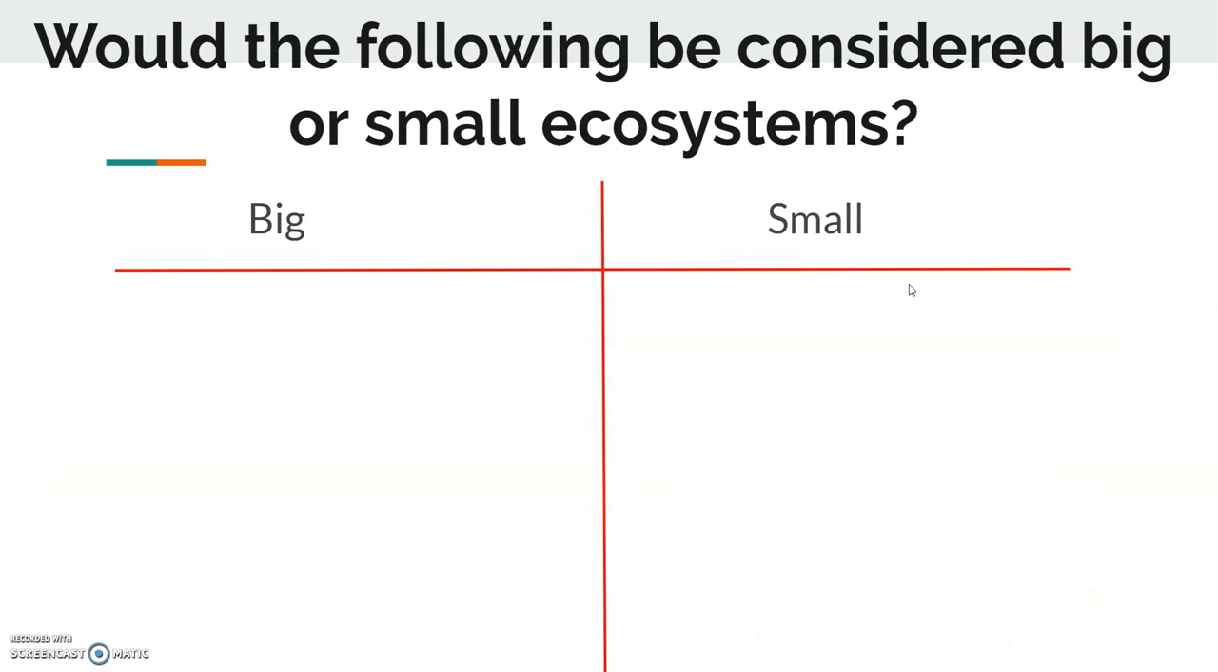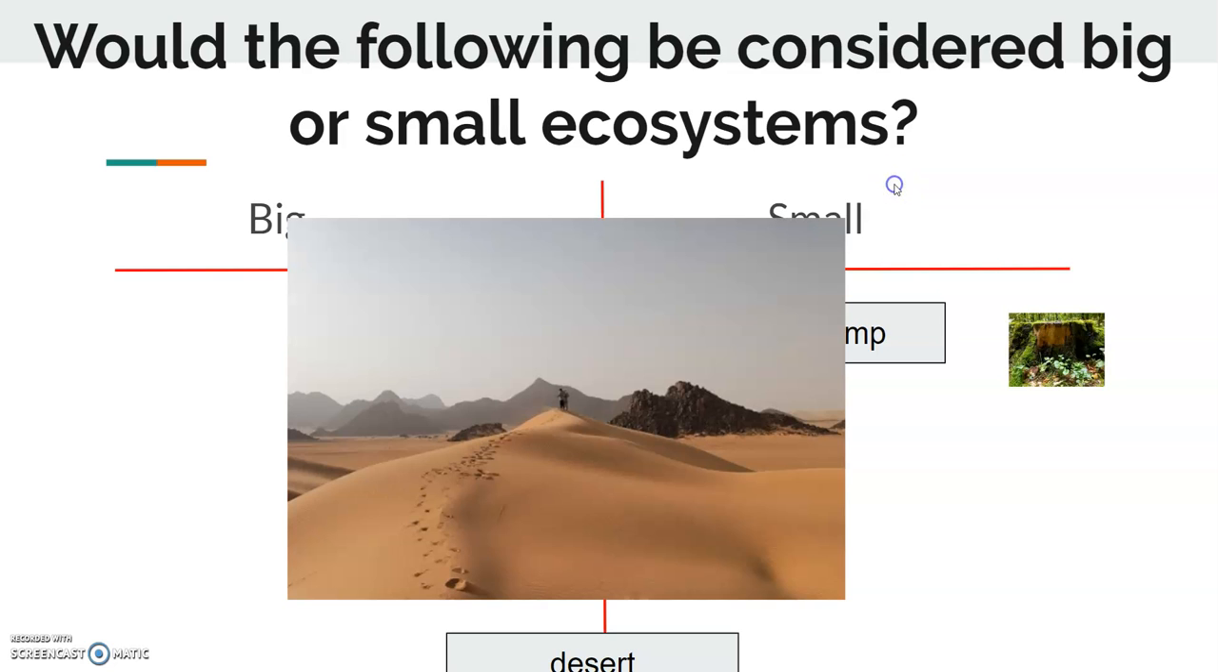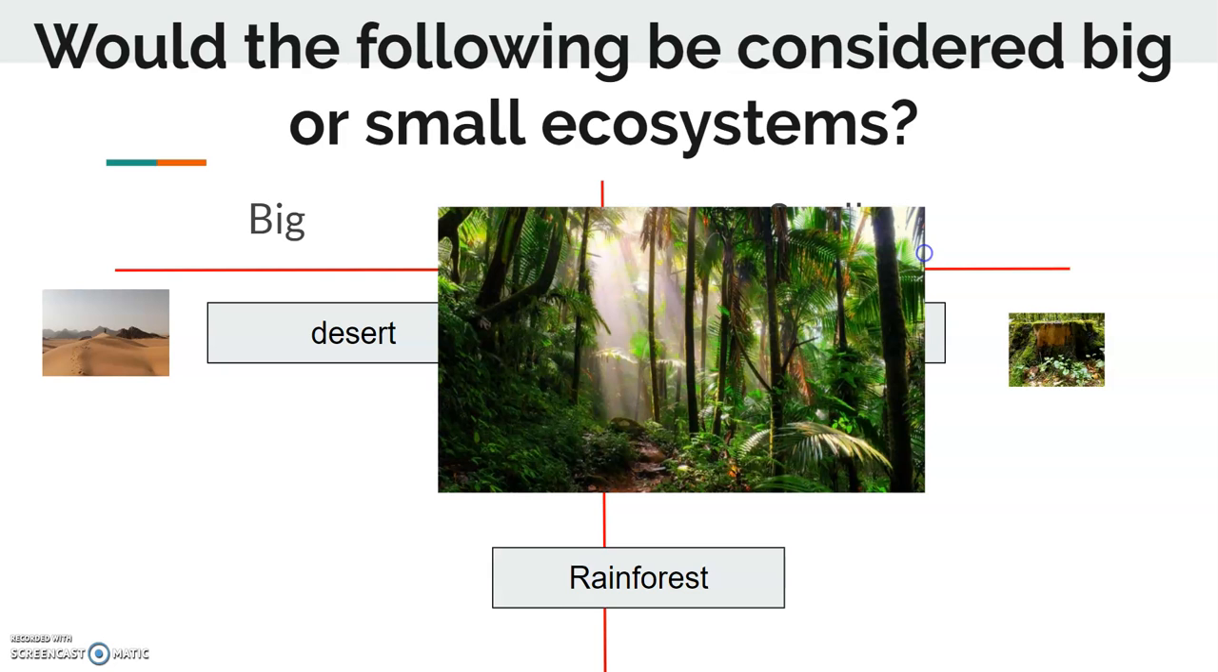So, the following things should be considered big or small ecosystems. What's this? A stump. A tree stump. What do you think? Big or small? Tree stumps are pretty small. What about a desert? With these, just people walking along. It must be hard to walk up that hill. It's going to be big because the desert is pretty large. Deserts are by nature very large, like features of a landscape.